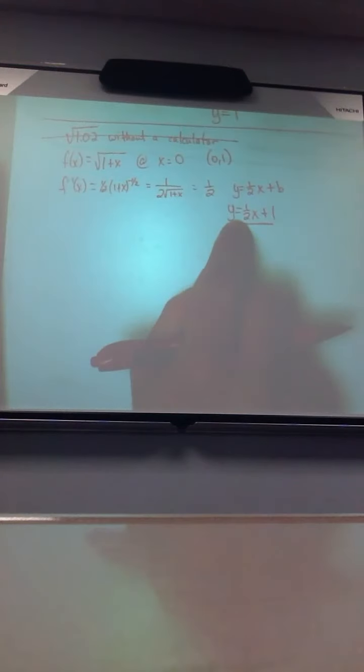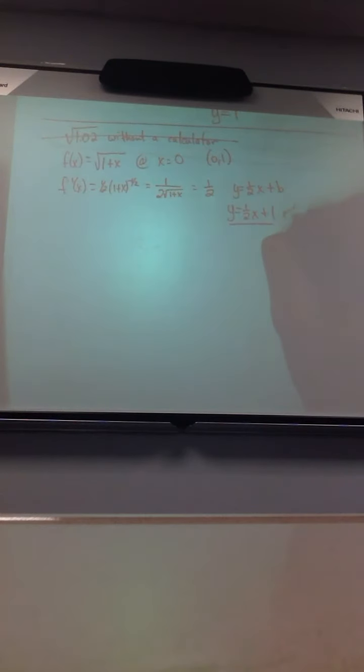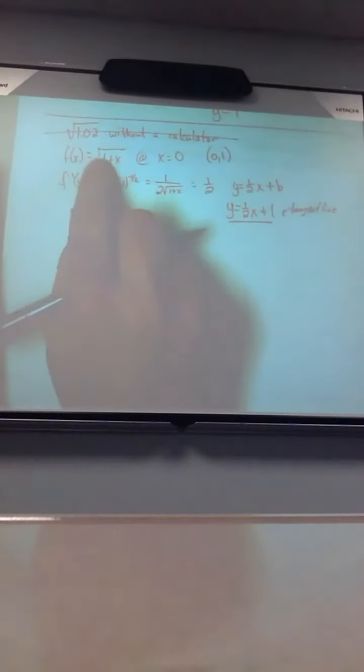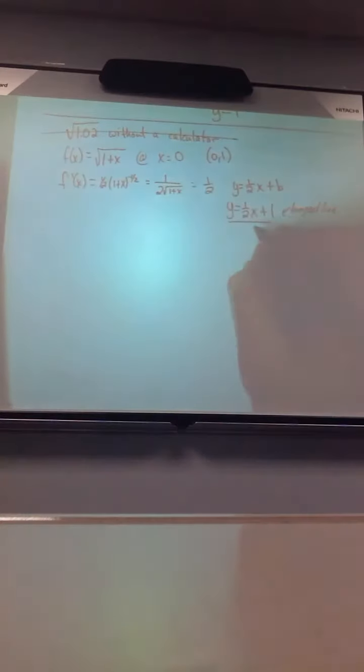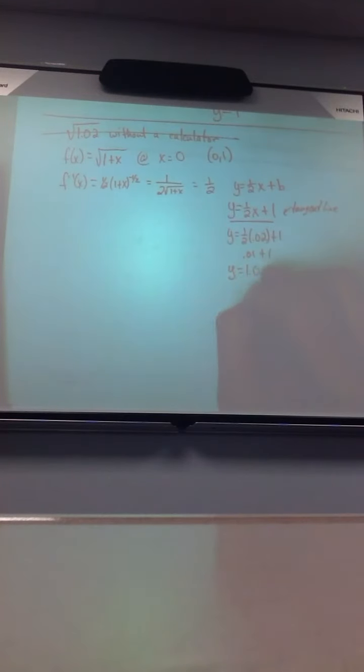So now this is my equation of my tangent line. But since I'm only 0.02 off from 0, I can just plug in 0.02 for x here. 1/2 times 0.02 plus 1. 1/2 times 0.02 is 0.01, plus 1. So I get 1.01.